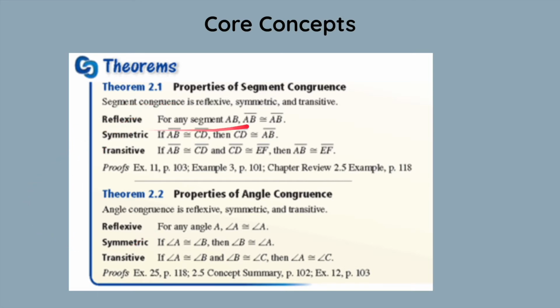So as we can see, reflexive, an example right here, is segment AB is congruent to segment AB. Symmetric would be segment AB is congruent to CD, which means that segment CD is congruent to AB, so it's kind of flip-flopped. And then finally for transitive, segment AB is congruent to CD, and segment CD is congruent to EF, which means that segment AB is congruent to EF.